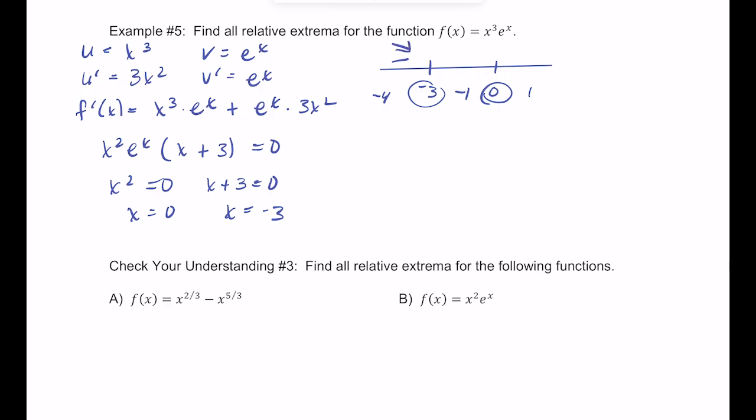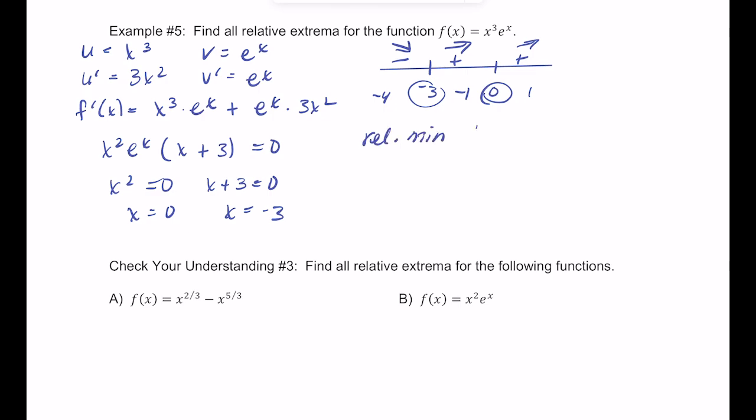If I plug in negative 1, negative 1 plus 3 is 2. Positive times positive times positive is positive. So the function's increasing from negative 3 to 0. And then if I plug in a 1, 1 plus 3 is 4. Again, the function's going to increase. So I've got two places it increases here. When the signs are the same, there is no relative extrema, right? But here I can see it switches from negative to positive. That tells me there's a relative minimum.